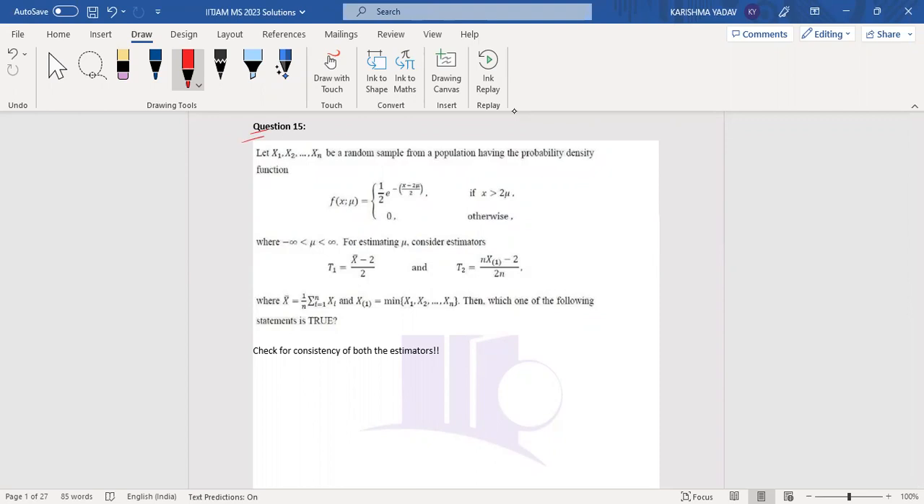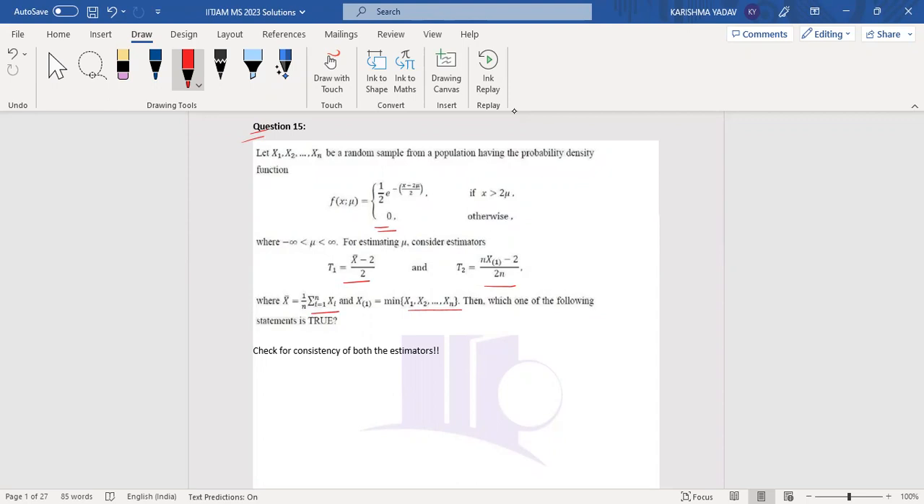It is given that let x1, x2 to xn be a random sample from a population having the probability density function like this. For estimating mu, consider estimators T1 and T2, where x bar is equal to 1 by n sigma xi and x1 is the minimum of x1, x2 to xn. Then which one of the following statements is true? Check for consistency of both the estimators.